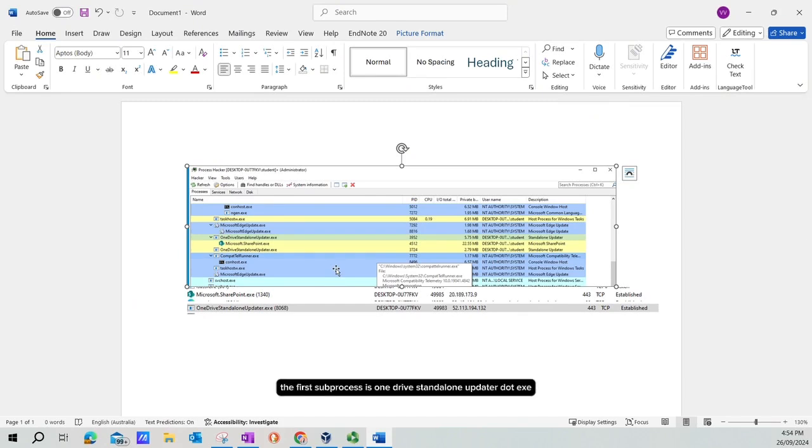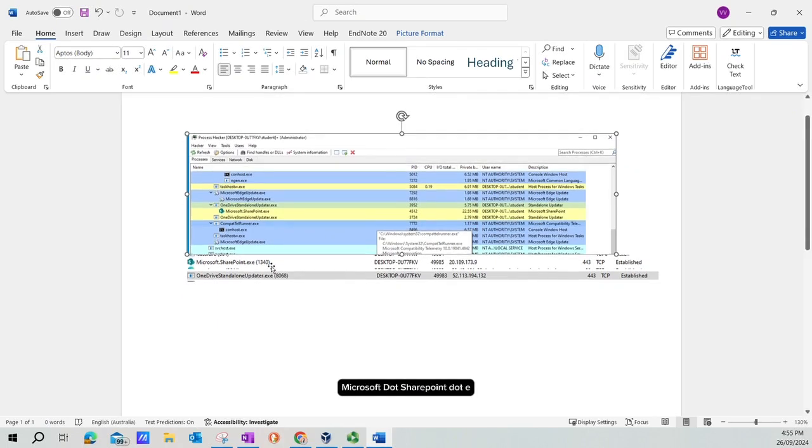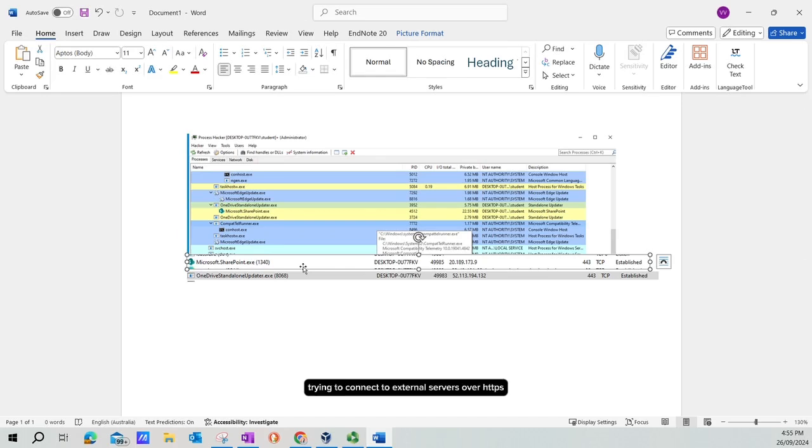The first subprocess is OneDrive standalone updater.exe. Under normal circumstances, this would be a legitimate software component. However, in this case, it's spawned by the Trojan, which is a big red flag, because this OneDrive standalone updater.exe subprocess goes on to create another process named Microsoft.SharePoint.exe. Both subprocesses were caught trying to connect to external servers over HTTPS, which is often used for secure communication.